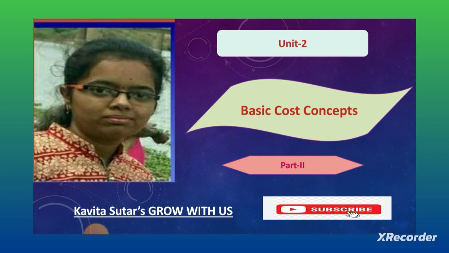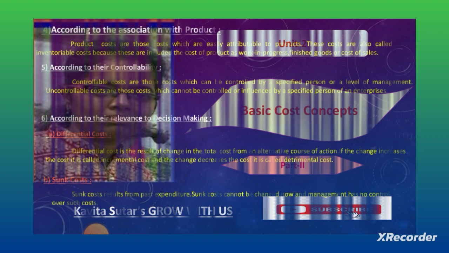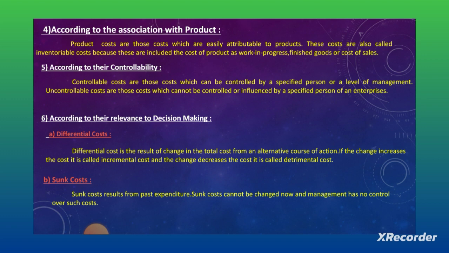Unit 2, Basic Cost Concepts, Part 2. According to the association with product, costs are those costs which are easily attributable to products. These costs are also called inventoriable costs because these are included in the cost of product as work in progress, finished goods, or cost of sales. These costs are necessary for the production and will not be incurred if there is no production.